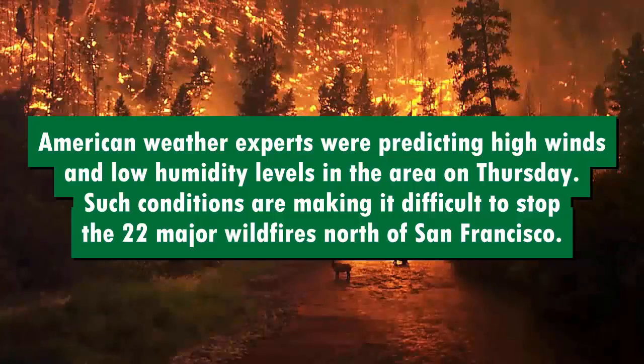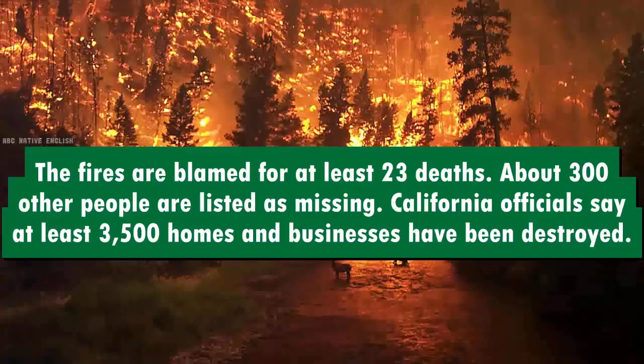Wildfires continue to spread in Northern California. American weather experts were predicting high winds and low humidity levels in the area on Thursday. Such conditions are making it difficult to stop the 22 major wildfires north of San Francisco. The fires are blamed for at least 23 deaths. About 300 other people are listed as missing. California officials say at least 3,500 homes and businesses have been destroyed.